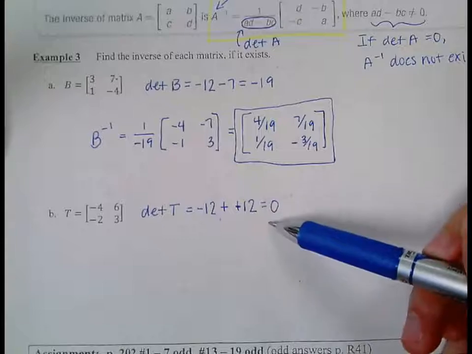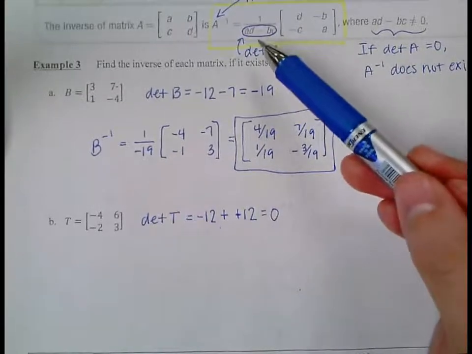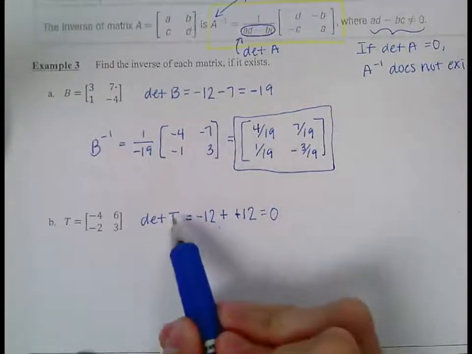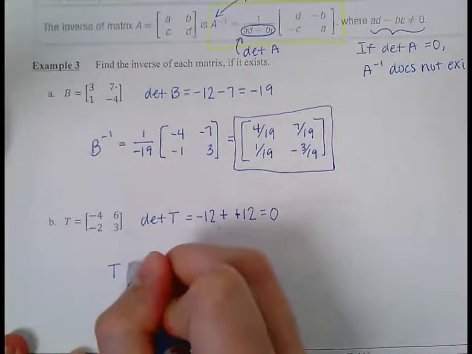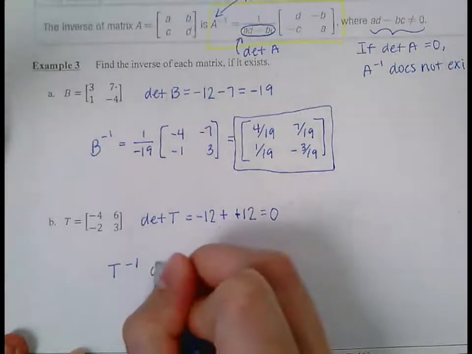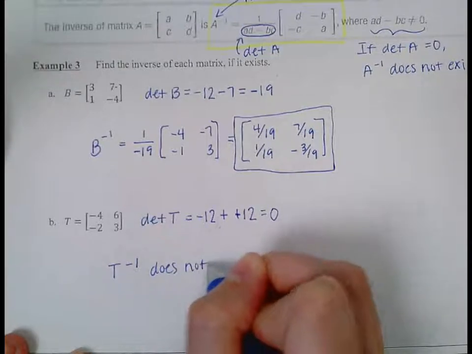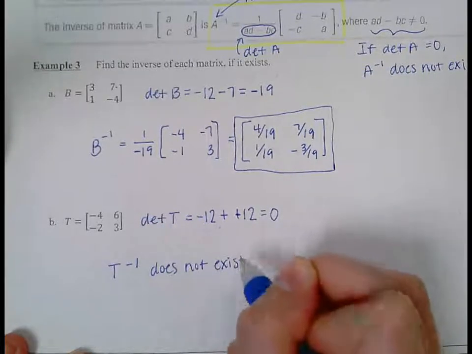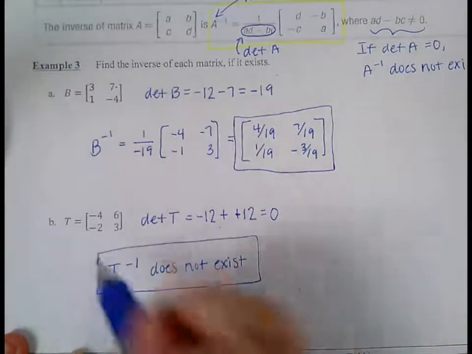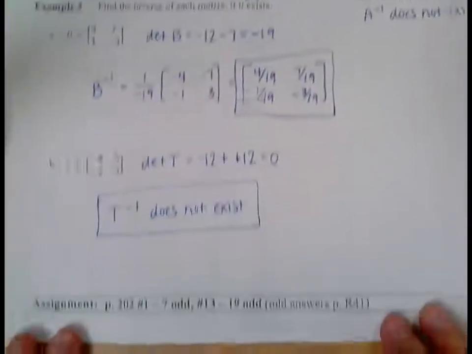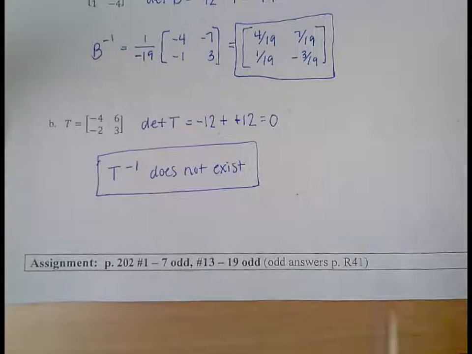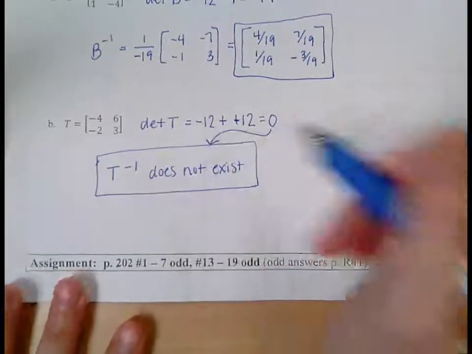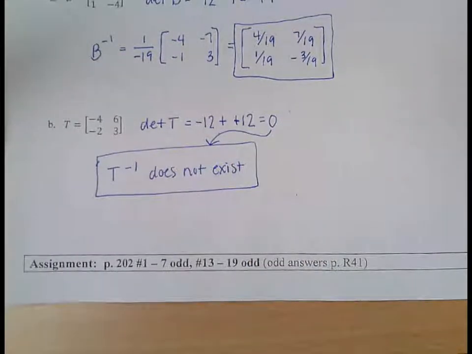Because this is 0 and you can't have 0 in the denominator of a fraction, this means T does not have an inverse. So I can say T inverse does not exist. You could also say T does not have an inverse, but you need to know that because the determinant is 0, therefore the inverse does not exist.